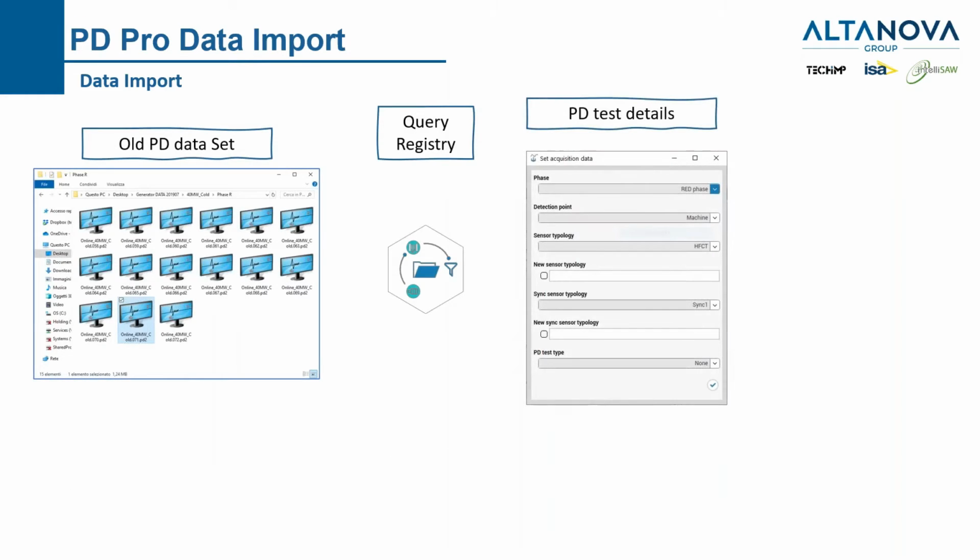Open dataset, query registry. We will add the PD test details. Those were not details introduced in the old PD data, like the phase, the detection point name, the PD sensor used, the synchronization sensor used, and the type of PD test. It can be offline, online, and so on. All this information will then be used in the DB if we want to browse a certain kind of detection point or PD sensor used, and so on.